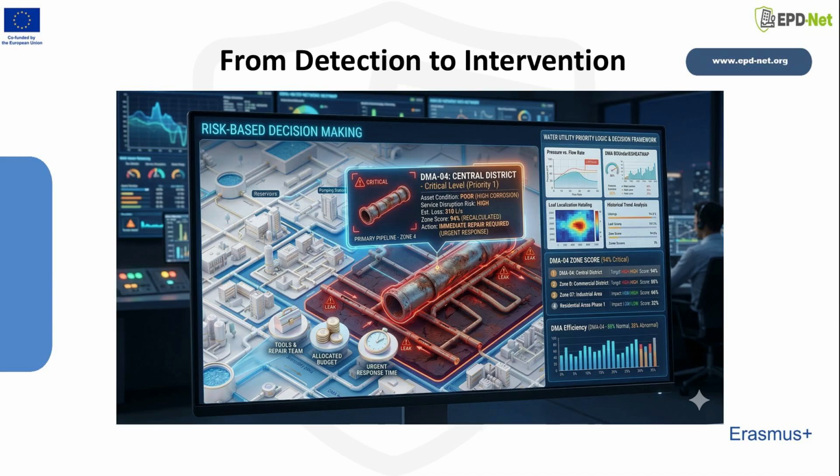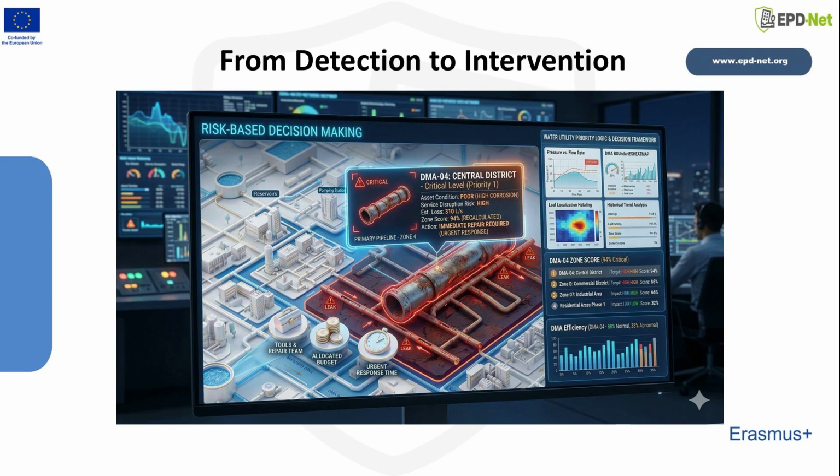Risk-based decision-making helps balance urgency with operational constraints. Factors such as potential service disruption, asset condition, and network criticality are considered when deciding where and when to intervene. This structured approach ensures that analytical insights lead to practical and effective outcomes.